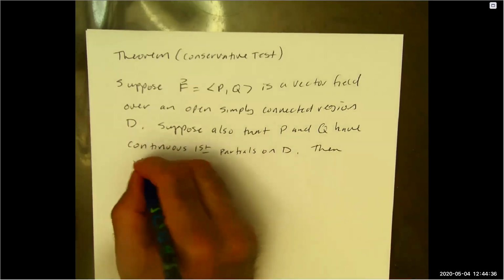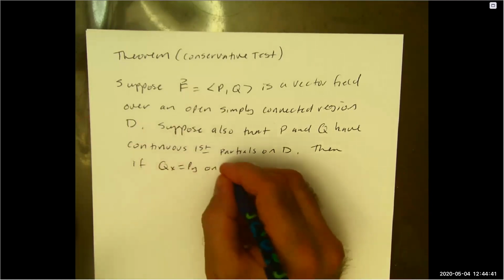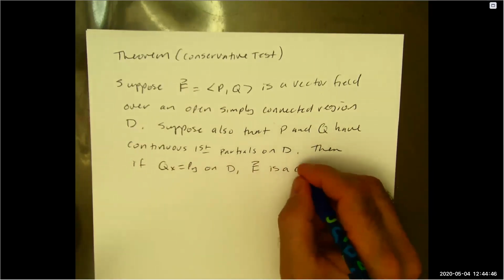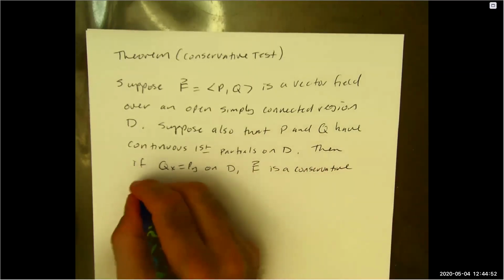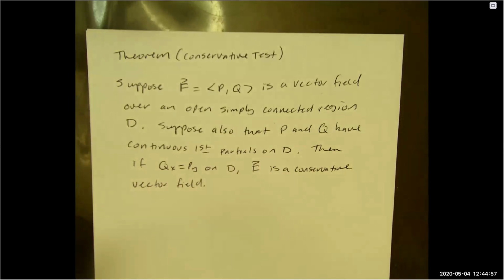Then if Qx is equal to Py on D, F is a conservative vector field. I think previously we used M and N. So remember it was My equals Nx. This is meaning the same thing. The P is the first component, and the M was the first component before. So it's the same thing as saying My is equal to Nx.